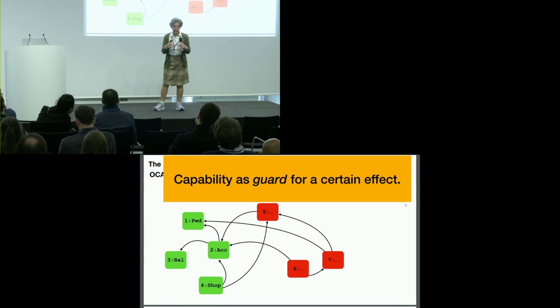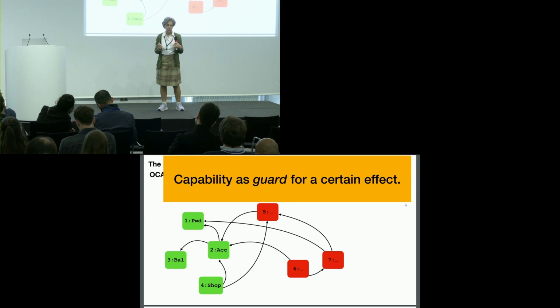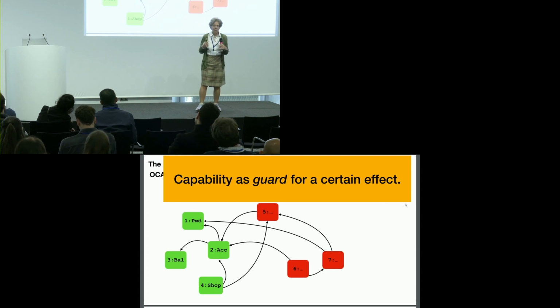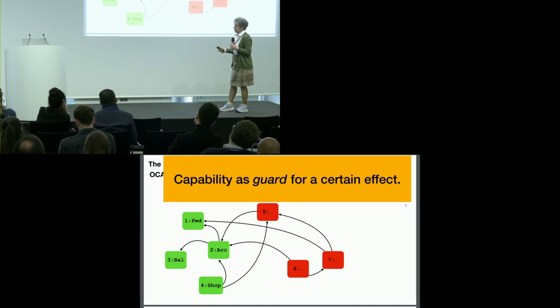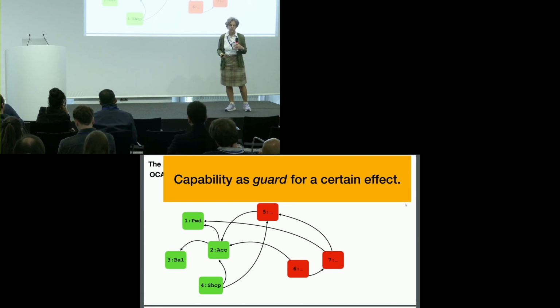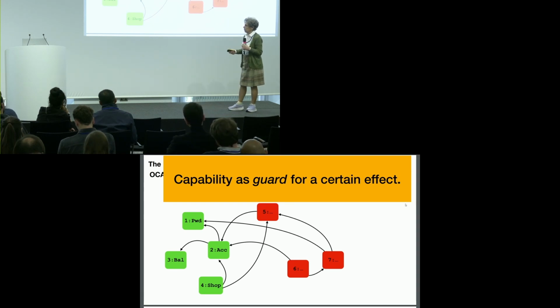But I want to make it a bit stronger, what is said. So now I'm using our terminology rather than OCAP terminology, where the capability is not just something that enables an operation. A capability is a necessary condition for an effect. So the capability is the guard for this effect. The capability, for instance, having access to the password is necessary in order to take money out of the account. If you do not have the password, you don't take money from the account.